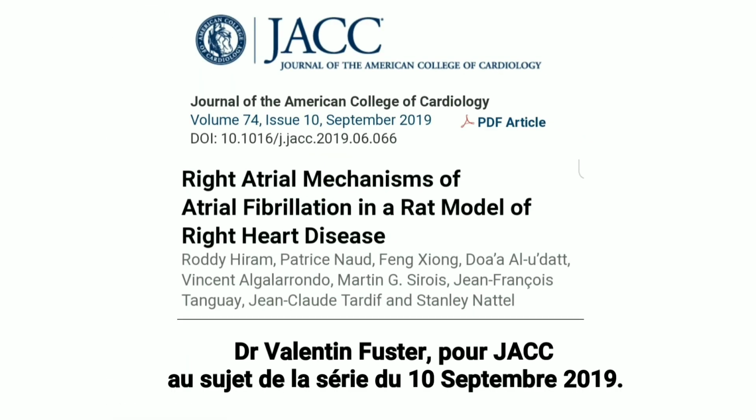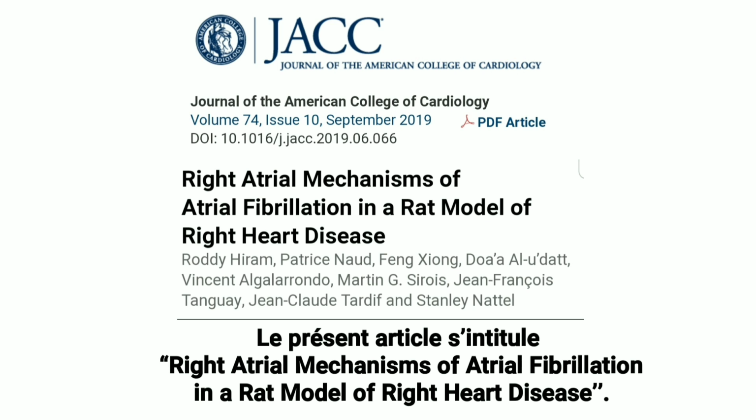I am Valentin Fuster for JACC issue of September the 10th of 2019. The first original paper is entitled Right Atrial Mechanisms of Atrial Fibrillation in a Rat Model of Right Heart Disease.